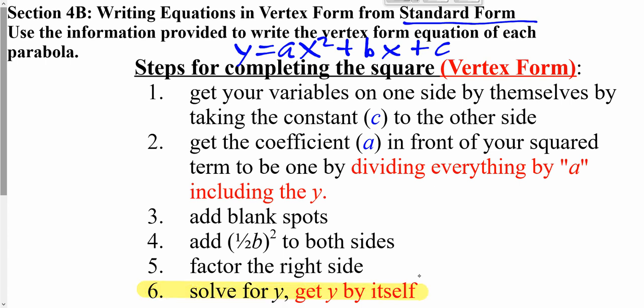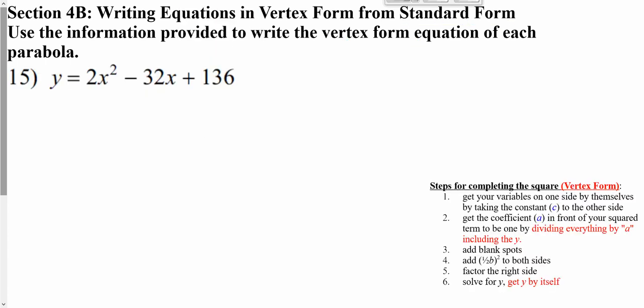Here is something different. When we were completing the square before and solving equations where it was equal to 0 initially, we needed to solve for x at the end. Here, the only difference is once we get everything in the proper form, after we do our factoring, we need to go ahead and finish getting y by itself. So let's go ahead and try completing the square on a problem.